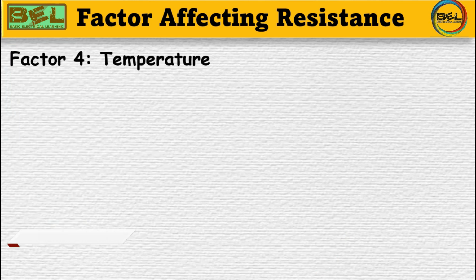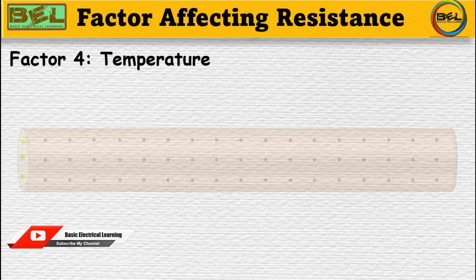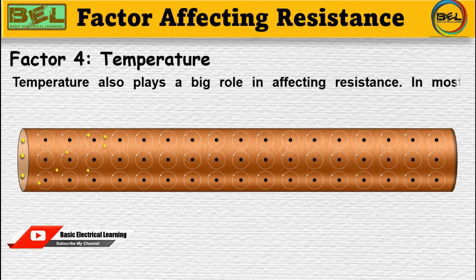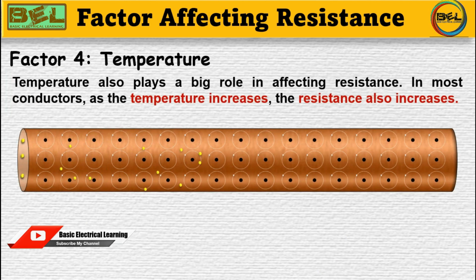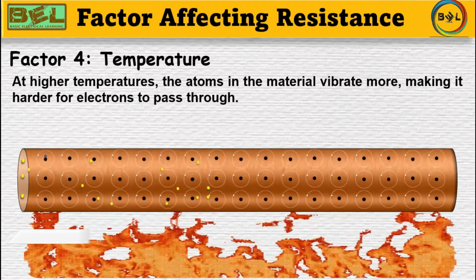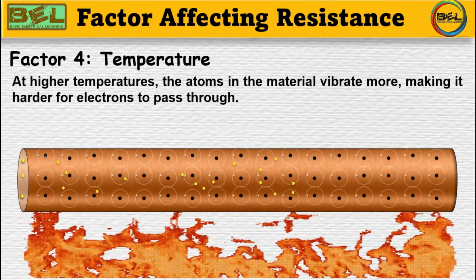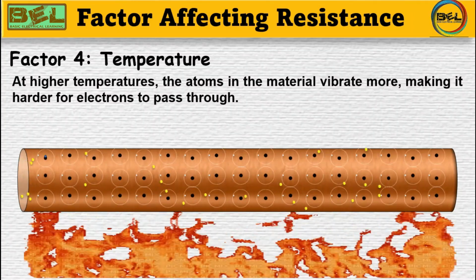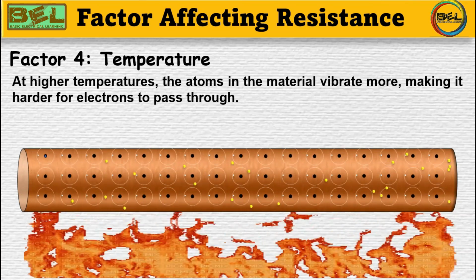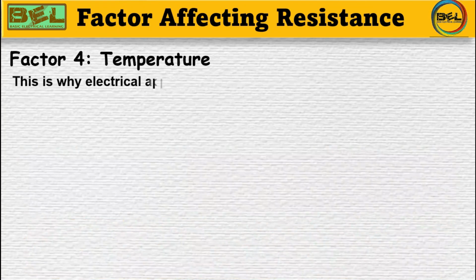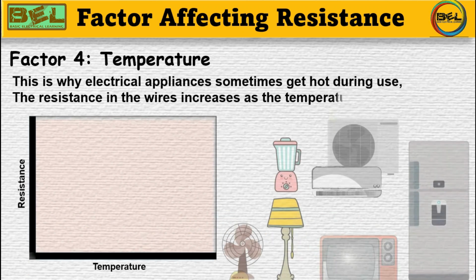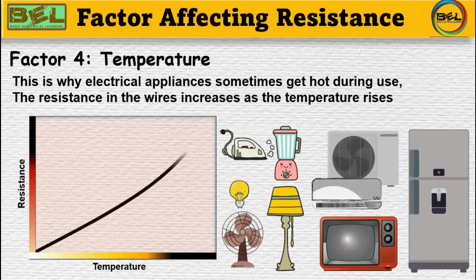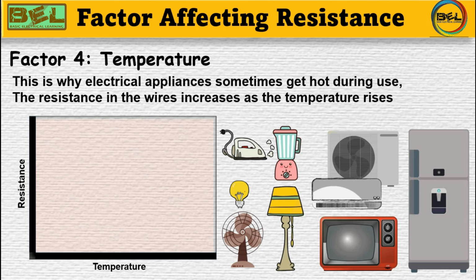Now let's go to factor 4, that is temperature. Temperature also plays a big role in affecting resistance. In most conductors, as the temperature increases, the resistance also increases. At higher temperatures, the atoms in the material vibrate more, making it harder for electrons to pass through. This is why electrical appliances sometimes get hot during use. The resistance in the wires increases as the temperature rises.